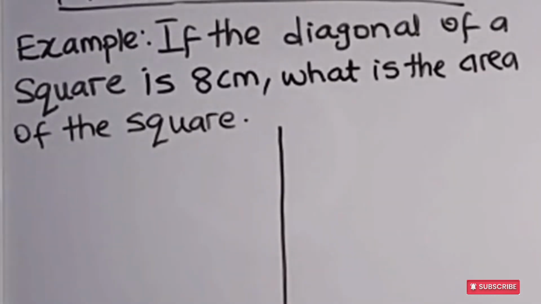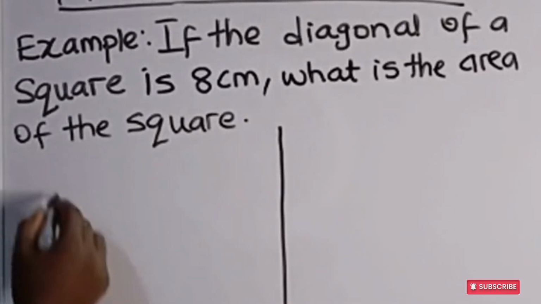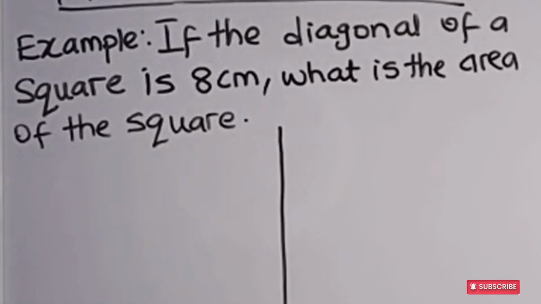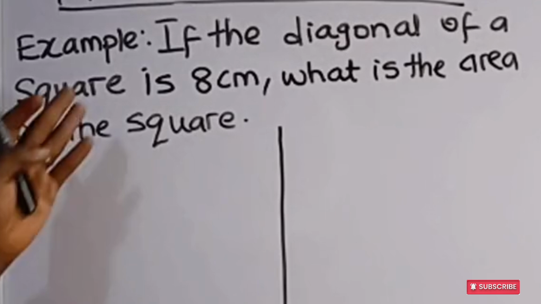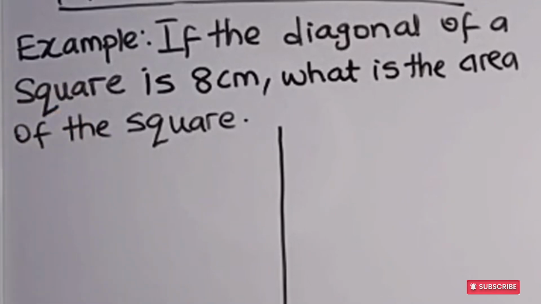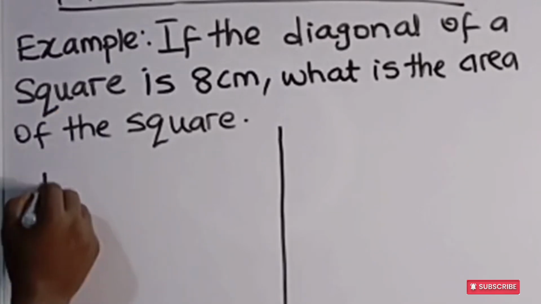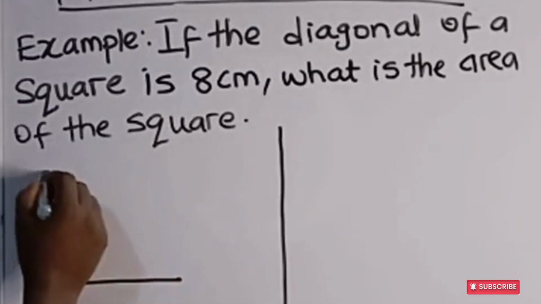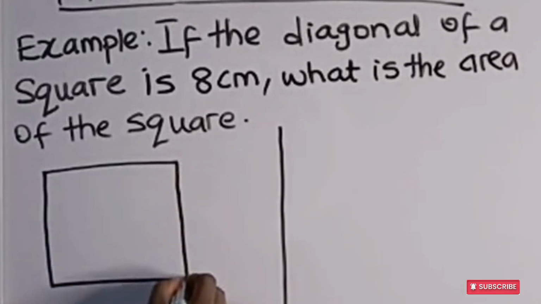So the first thing we do is draw the square. Normally, to find the area of a square is length multiplied by length. But in this particular question, we are not given the length of the square. So let's see how we can use the diagonal to find the area of the square. So this is the square, right?